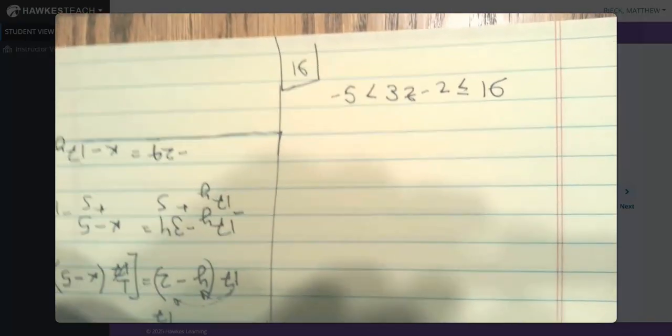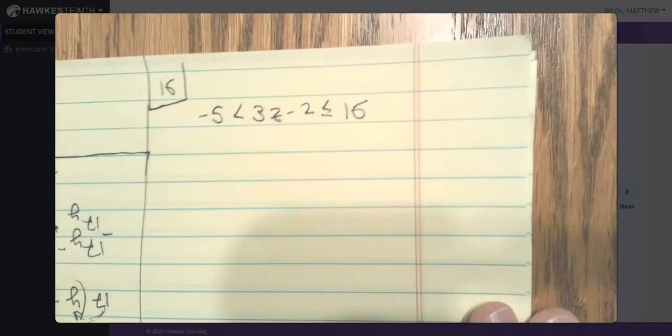All right. Maybe I'll zoom out a bit so that you can see a little bit more of the paper.